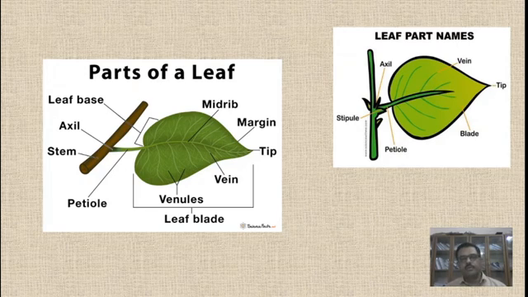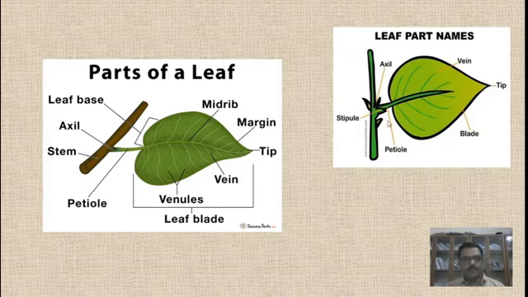Everybody, today we will be having a discussion on the leaf. The leaf is a vegetative part of a plant that is mainly involved in photosynthesis, or the production of food. The leaf is the part of the plant that contains photosynthetic pigments, and these pigments are responsible for photosynthesis.